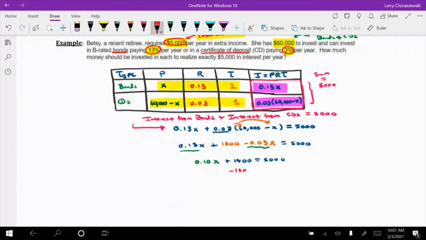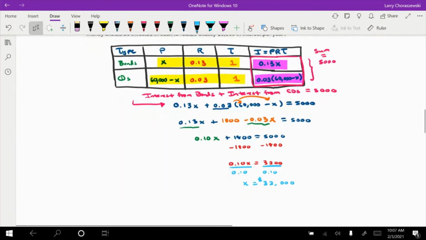Subtract 1800 from each side to get 0.10x equals 3200. Divide each side by 0.10. And how do you feel about x equals 32,000? Rock on.